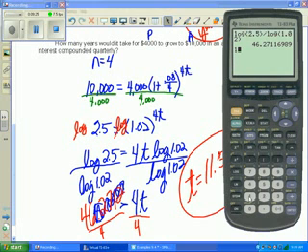You would have to go log 2.5, close the parentheses, divided by, and you'd have to put that whole bottom thing in parentheses, divided by 4 times log 1.02. That's the way you could do that all in one step. And then that gives you that. So that is a way you could do that all in one step, or you could just do 2 steps like we just practiced.